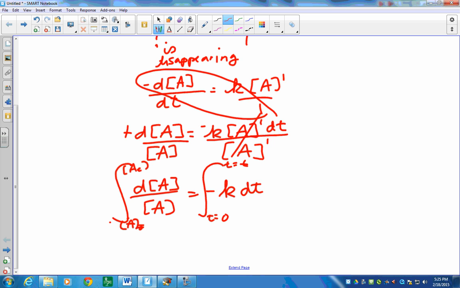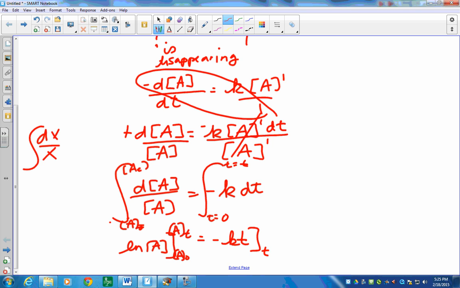So what is the antiderivative of, you're used to it like this, dx over x. Pretend that the concentration of A is x. Well, you guys know that that's the natural log of A, evaluated from A sub 0 to A sub t. And then the constant goes up front. What's the antiderivative of dt? It's t, so this is negative kt, evaluated from t equals 0 to t equals t.